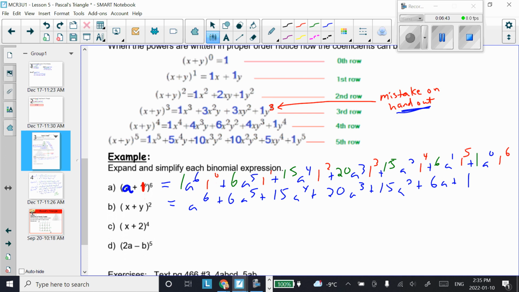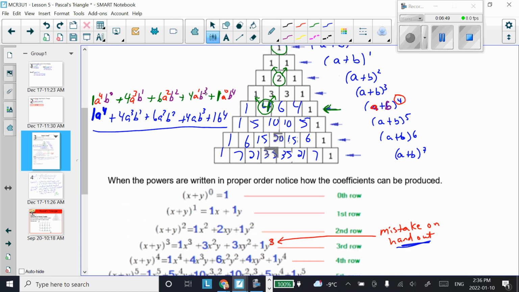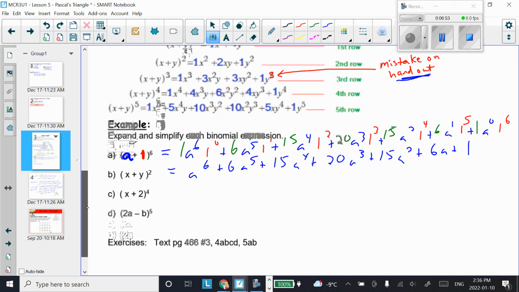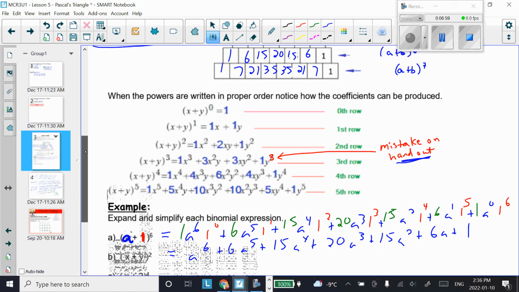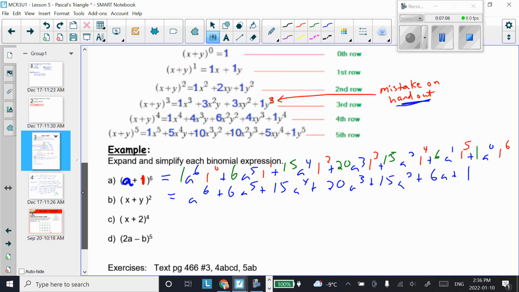And then down here, I just have another example of how I worked out a plus 1 to the 6th. Right, so same way that I did a plus b to the 4th, same kind of idea. I'm just writing my coefficients first. So those are written in green in the first row there. And to the exponent of 6, the coefficients are right here. 1, 6, 15, 20, 15, 6, and 1.